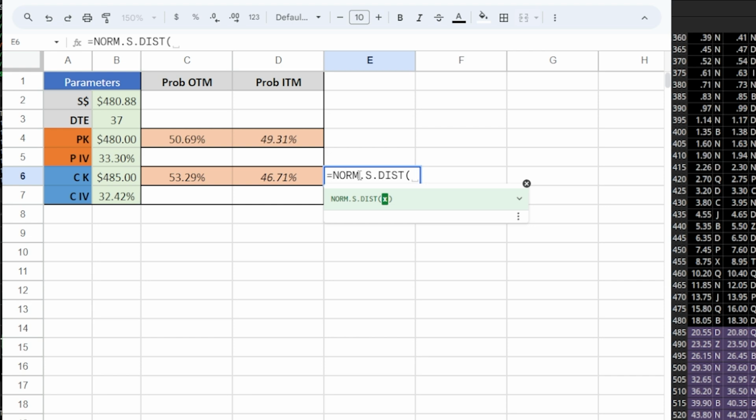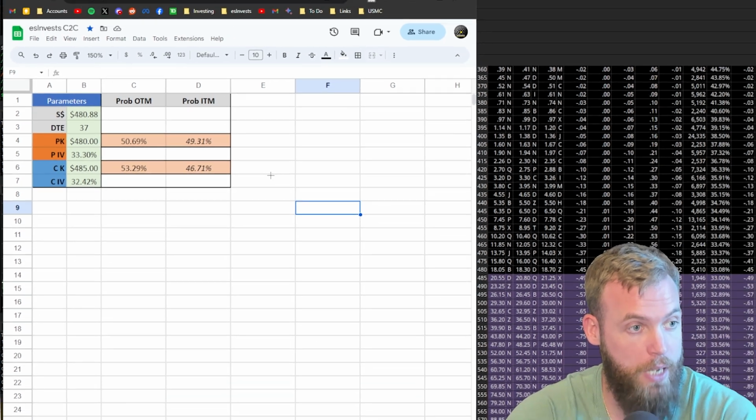So norm.s.dist. And then in Excel, it's slightly different, but you'll be able to figure it out.